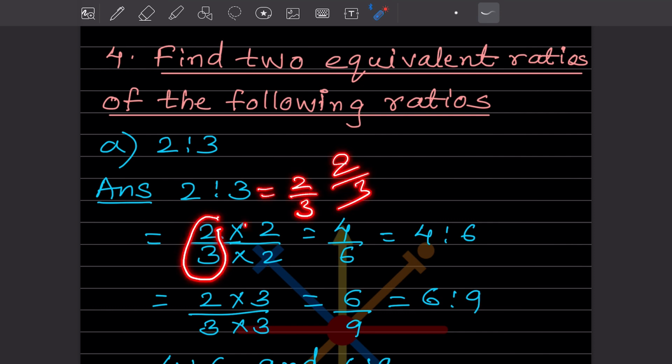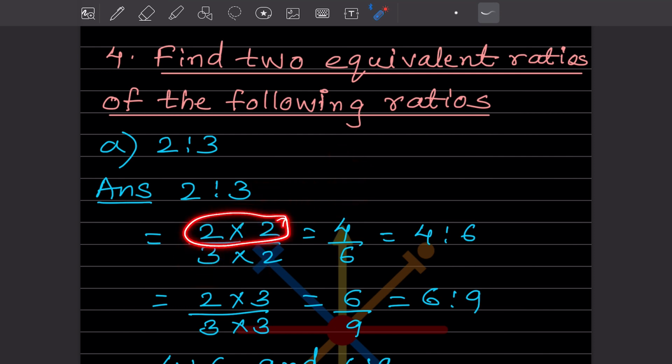And then what are you going to do? You are going to multiply this by 2. Same thing, whatever this is multiplied by 2, this also should be multiplied by 2, which is nothing but 2 2s are 4 and 3 2s are 6, which is 4:6. If you simplify, that is going to be 2:3. But here we are not simplifying it because we just want an equivalent ratio.